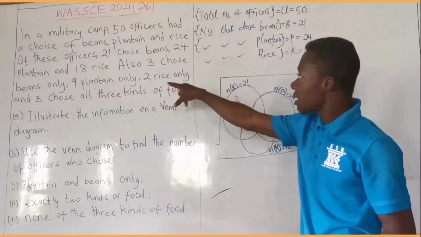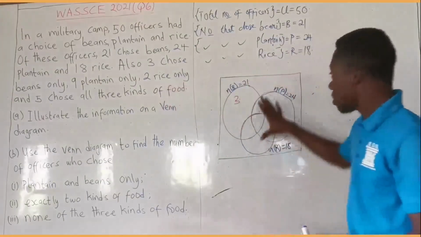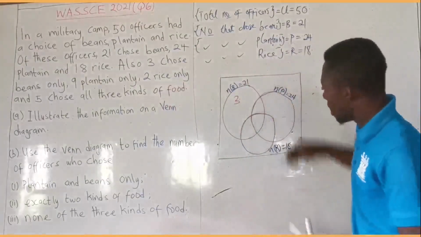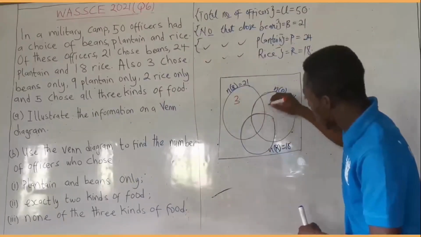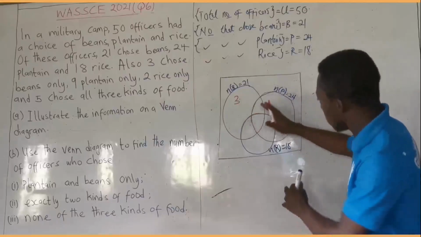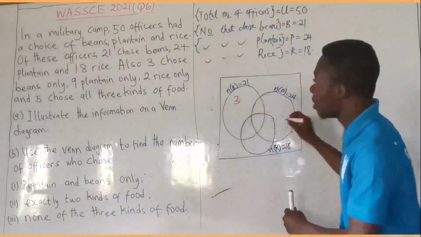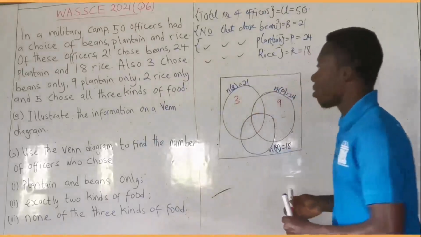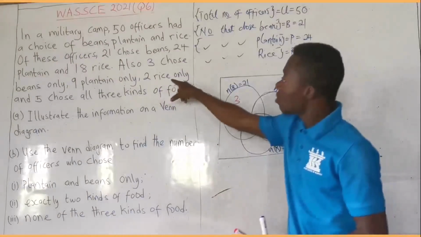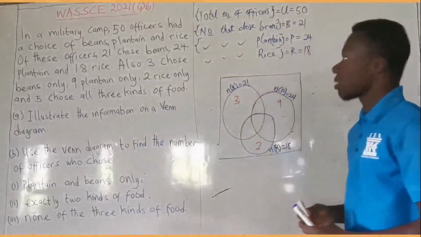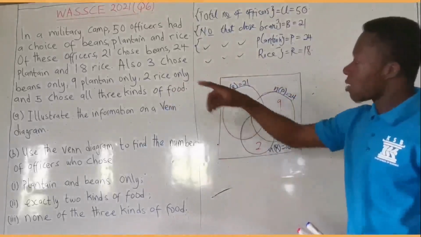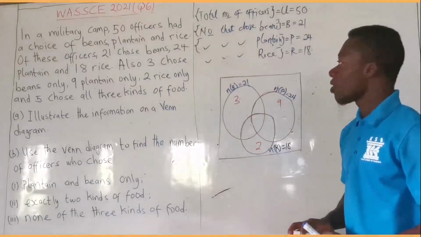It says 9 plantain only. The same thing happens: the person cannot be in beans, so that one is out, and likewise cannot be in rice. So we are left with this part, and that would be 9. And 2 rice only, from the same reasoning, so here we put 2. Then it says 5 chose all the 3 kinds of food.